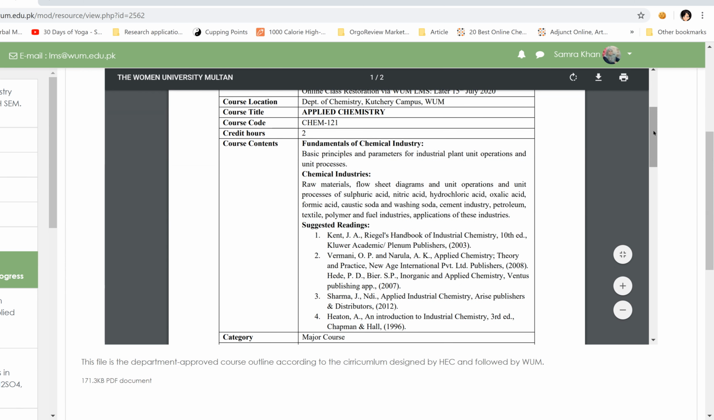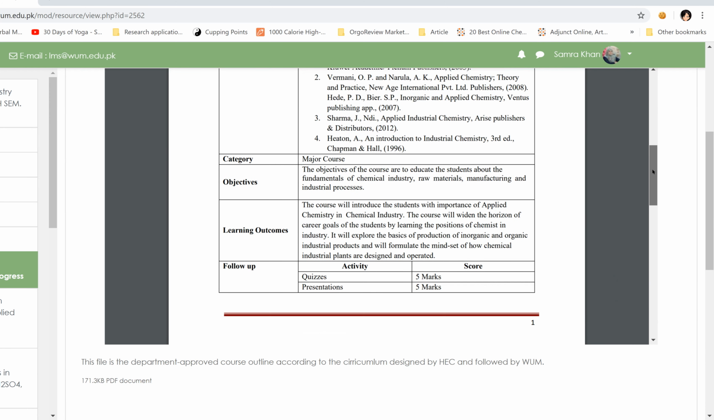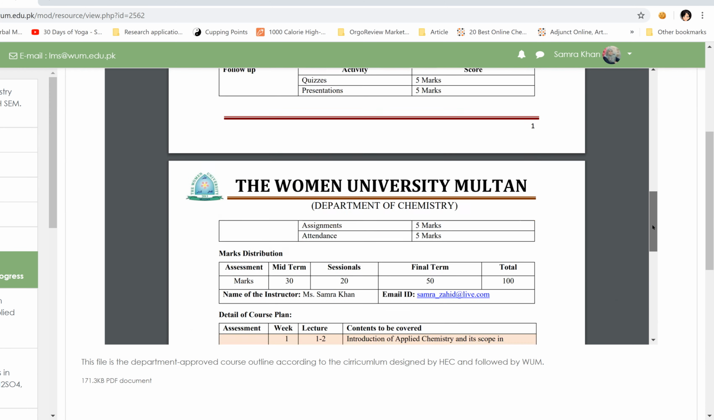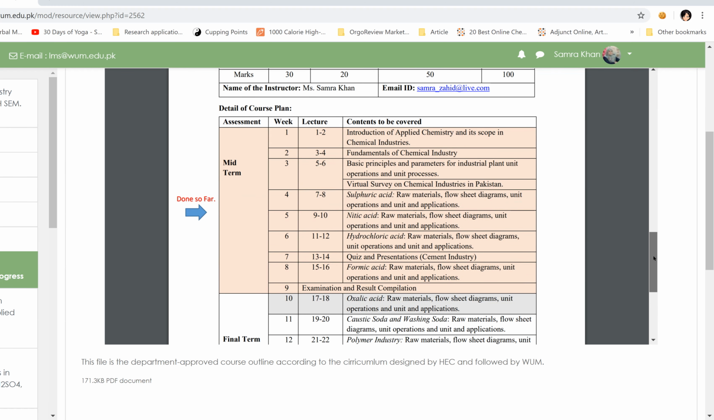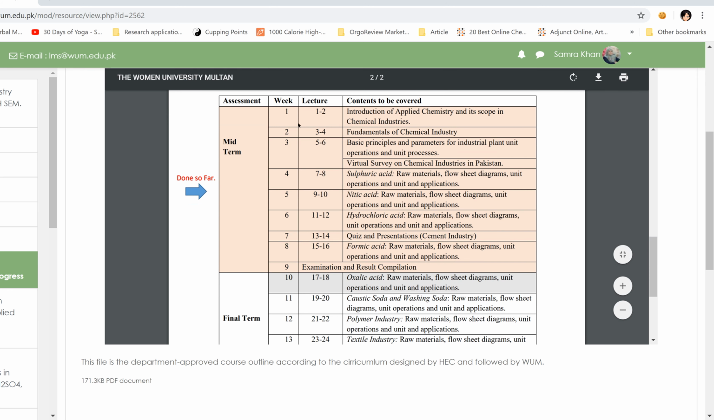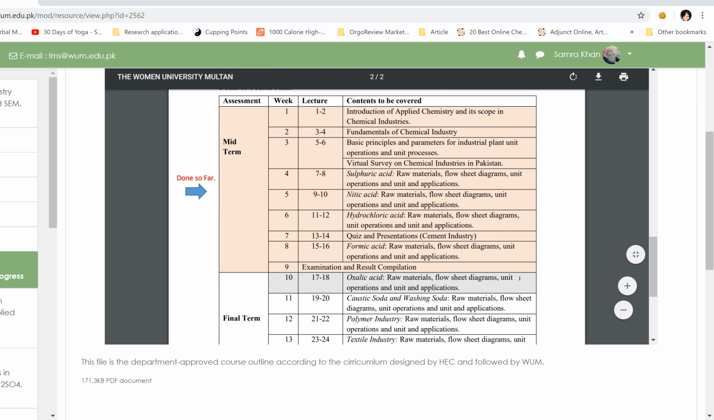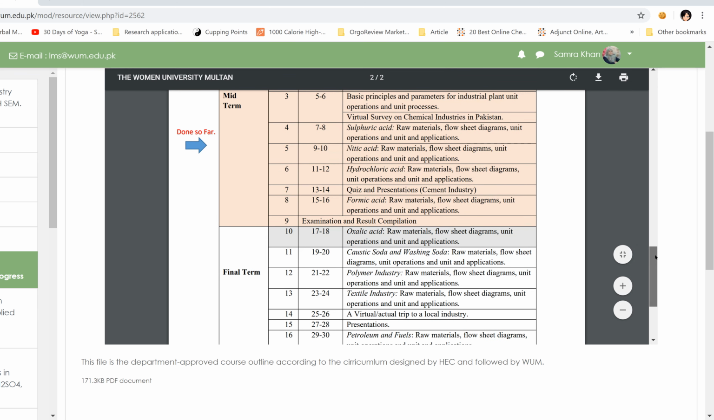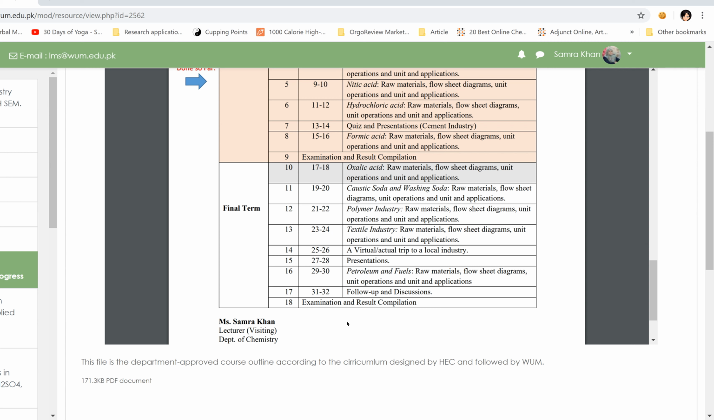So the course content is there. You all have that in your hard copies, and this is what I actually wanted to discuss: the detail of the course plan, what we have done so far up to the mids. Your mids are done, you have seen your exams, and we have also taken care of oxalic acid. Inshallah ta'ala, from your LMS, you will be taking care of the final term content. We will be taking care of caustic soda and washing soda, the polymer industry, and the textile industry.